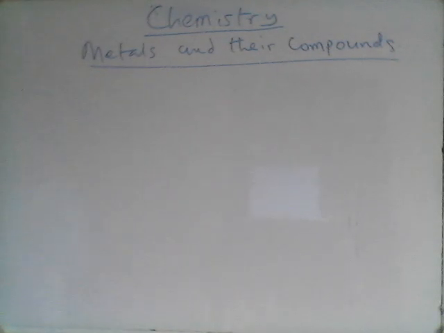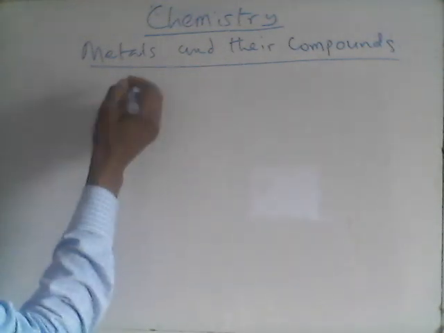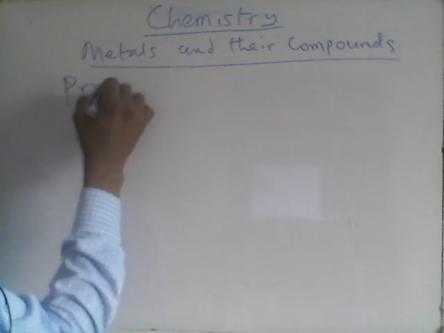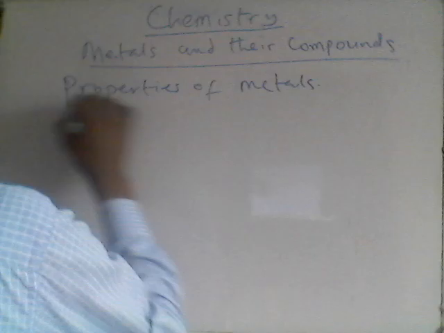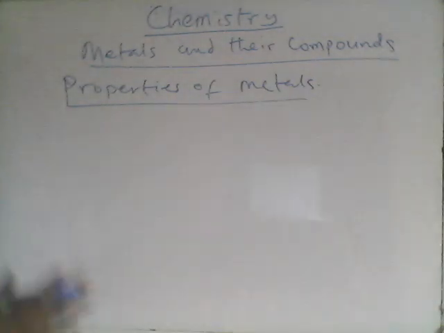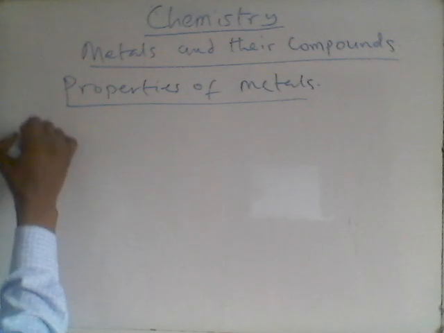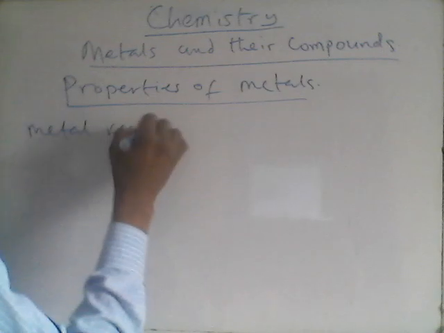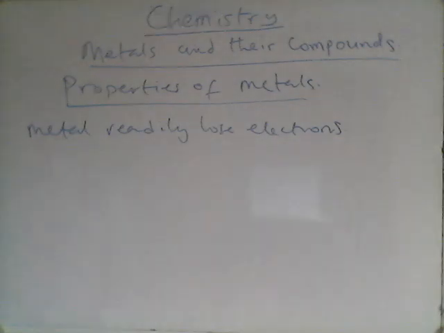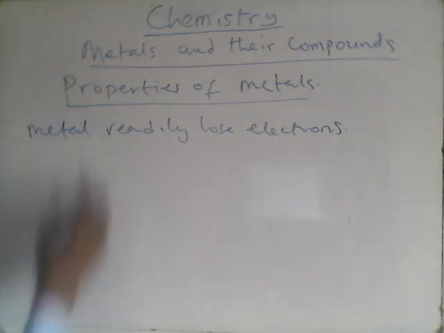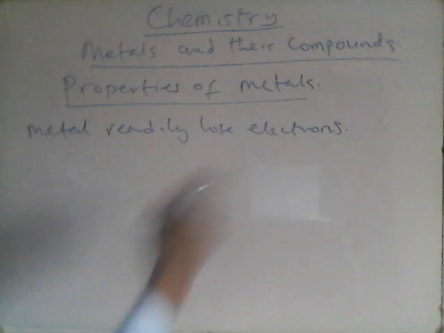Okay, so the first thing we'll see under metals and their compounds are the properties of metals. Recall when we did the periodic table, you saw a section of the table where you have metals, and we see that metals are elements that readily lose electrons. They lose electrons to form positive ions. So they are typically found on the left side of the periodic table. On the right you see non-metals.